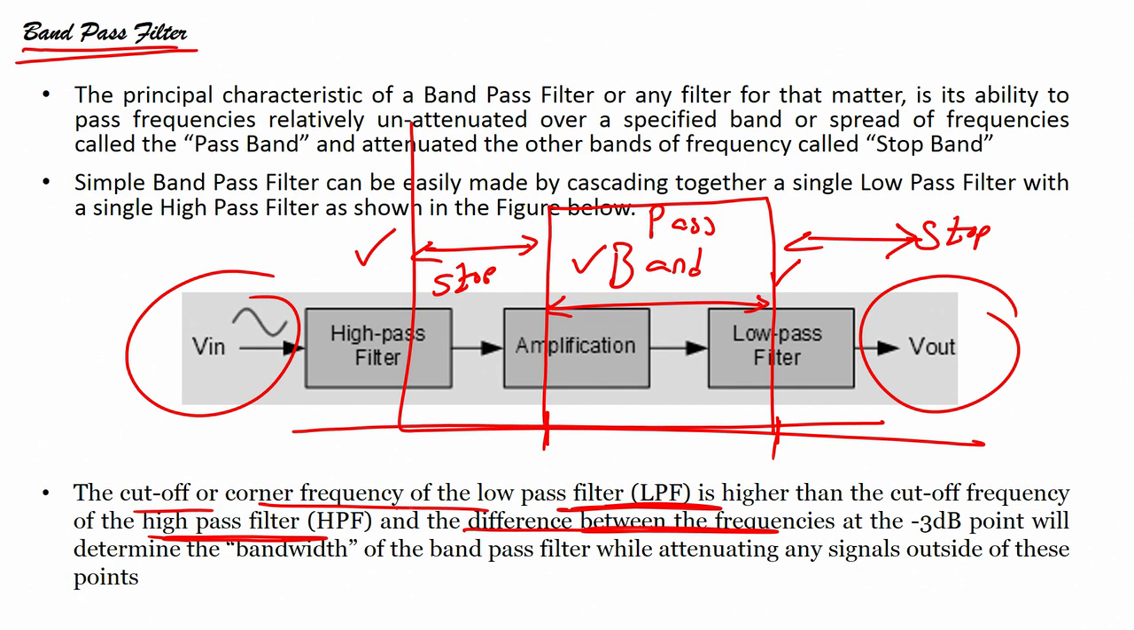The cutoff frequency of the low pass filter is higher than the cutoff frequency of the high pass filter, and the difference between the two is the band of frequencies that I want to pass. It is my band pass filter.